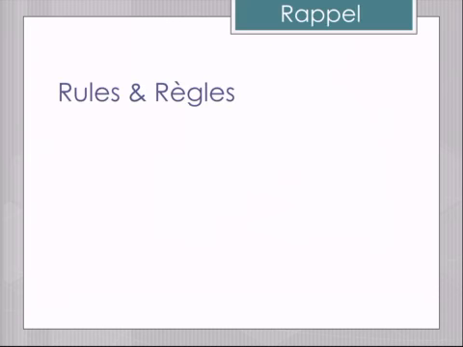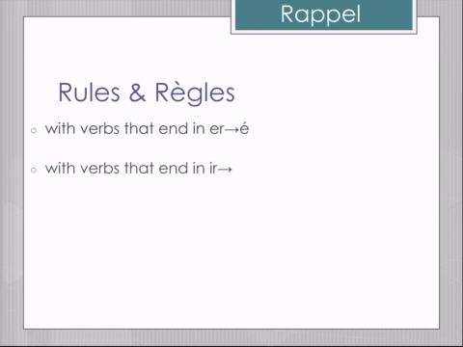A couple more rules. For regular verbs that end in ER. Now, I know we just studied how to conjugate those. You take off the ER and you add the E. You take off the ER, you add the ONS. For these verbs in the past tense, you take off the ER and you add the E with the accent aigu. For verbs that end in IR, you take off the IR and you add an I. And for verbs that end in RE, you take off the RE and you add a U. Don't ask me why. I know it's strange.